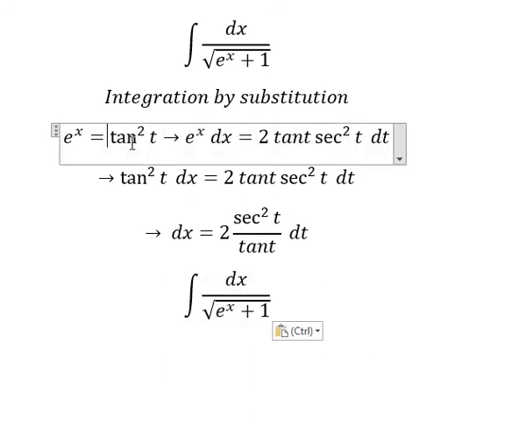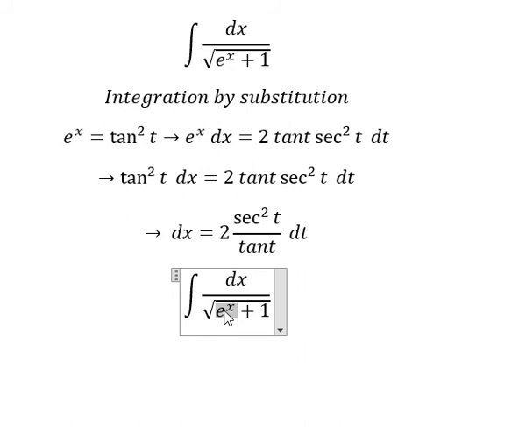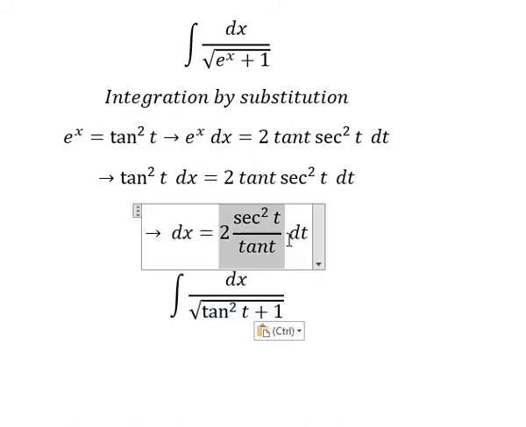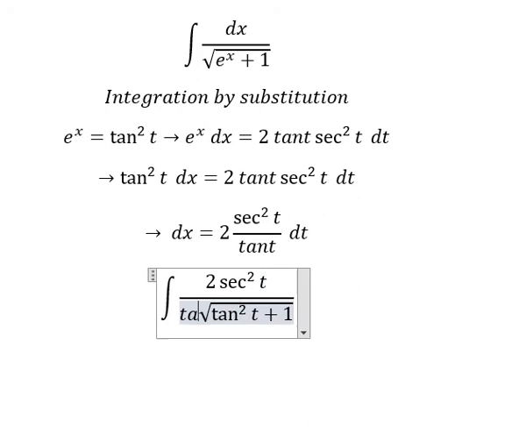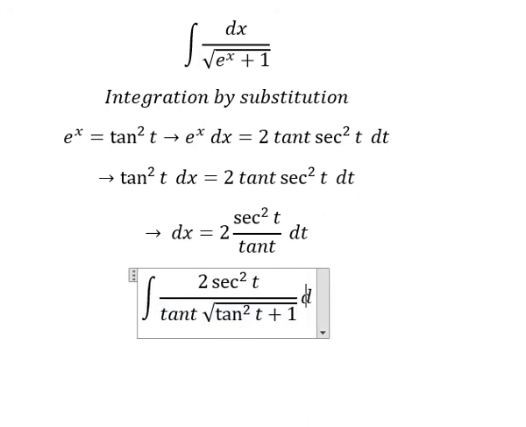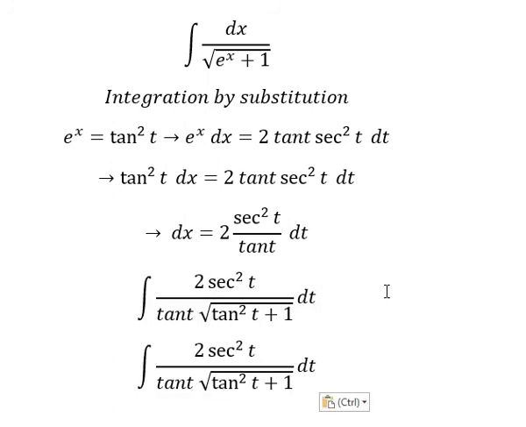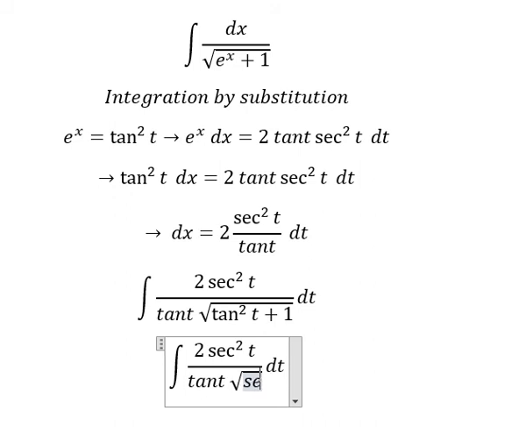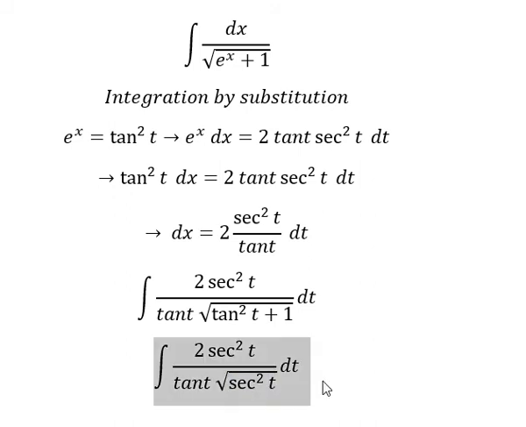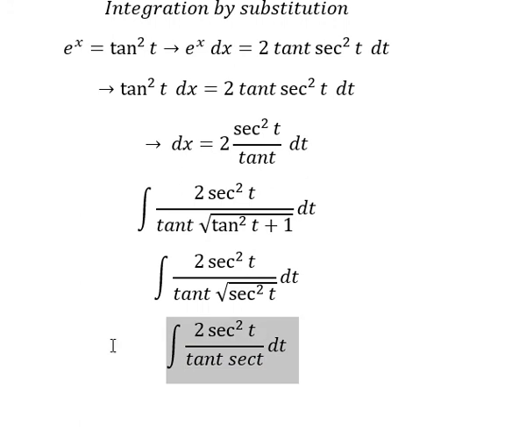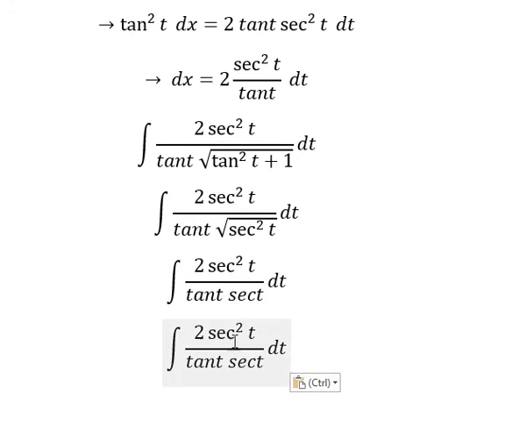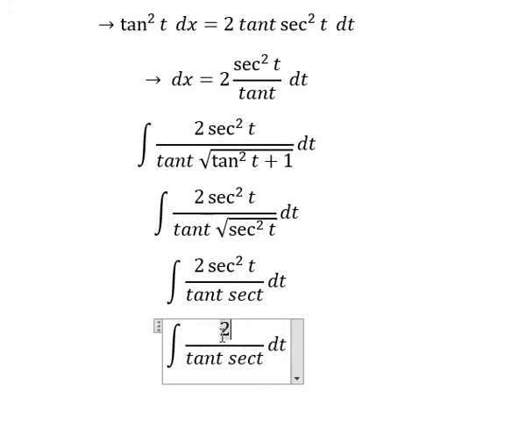This one we change by this one. The s we change by this one. Next, tan t squared plus 1 we change to secant of t squared. The square root of this is secant of t. Later, we simplify secant of t.